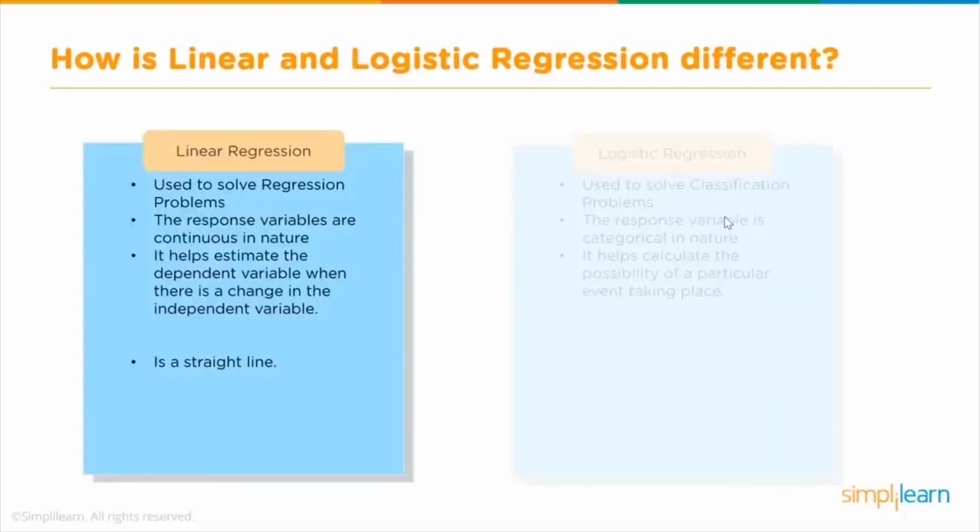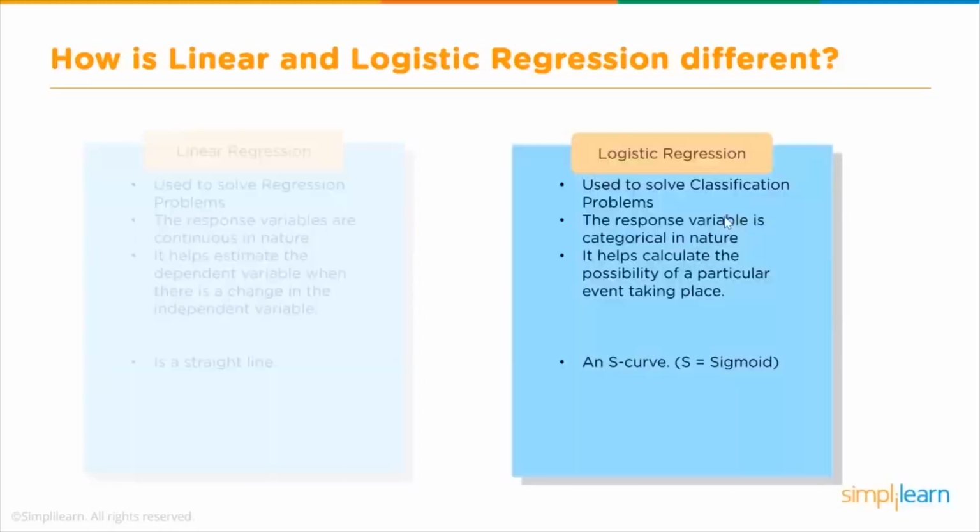And linear regression, as the name suggests, is a straight line. That's why it's called linear regression, whereas logistic regression is a sigmoid function and the shape of the curve is S. It's an S-shaped curve.